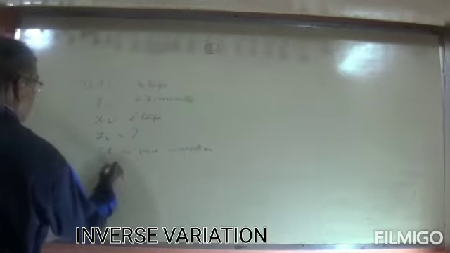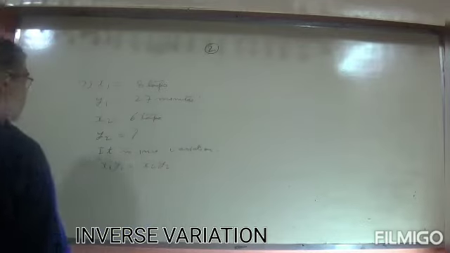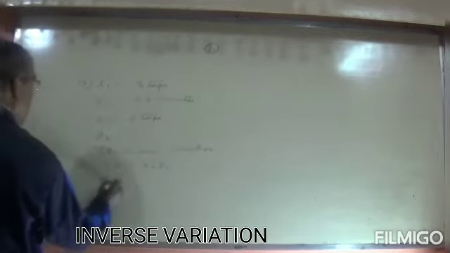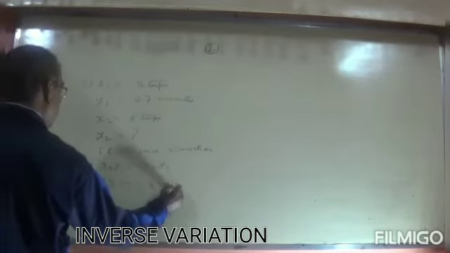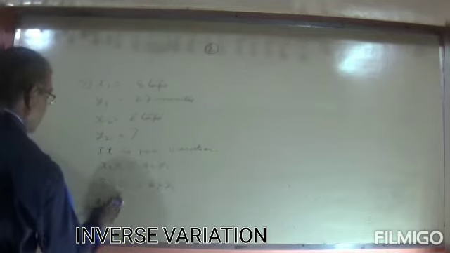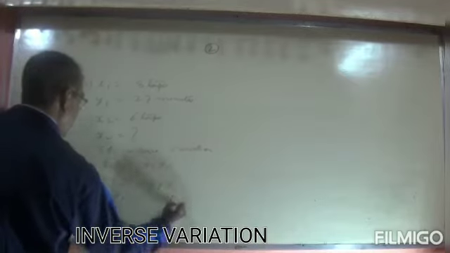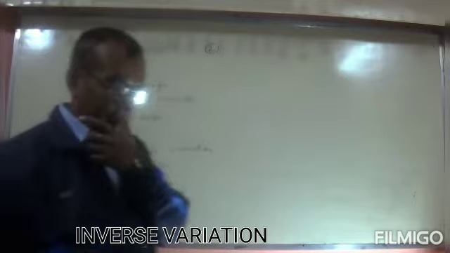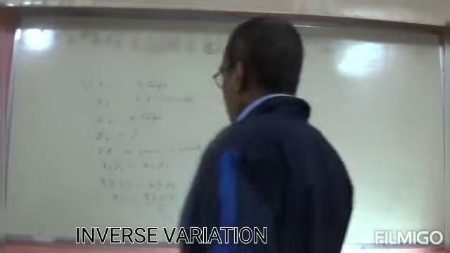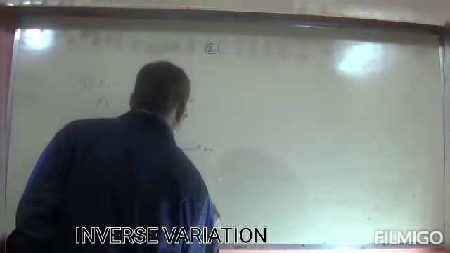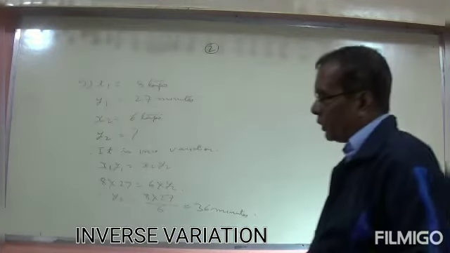So therefore x1 y1 is equal to x2 y2. Okay, x1 is 8, y1 is 27, x2 is 6, y2 you have to find. So therefore y2 will be equal to 8 into 27 by 6. Okay, and after the calculations I am finding it is coming 36 minutes. You just do the calculations, you will find it is coming 36 minutes.